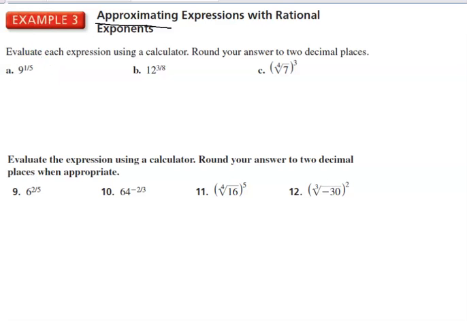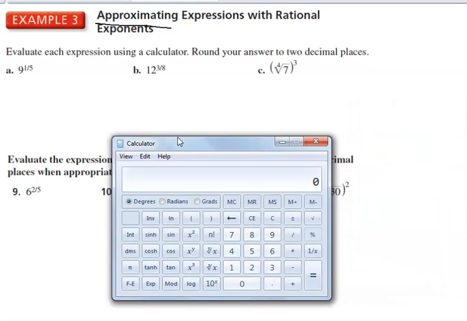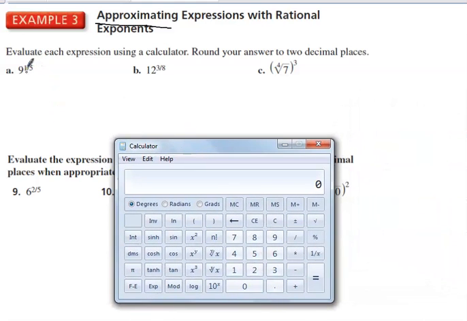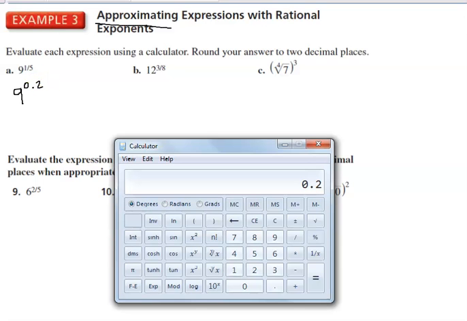Your calculator might look a little bit different than mine, but I'll try to show you a few different ways. Because it can be kind of difficult to input a fraction into a calculator, you have the option of turning your fraction into a decimal. So if I want to type a decimal in instead, I could put 0.2 instead of the 1 over 5. So this would be 9 to the power of 0.2.